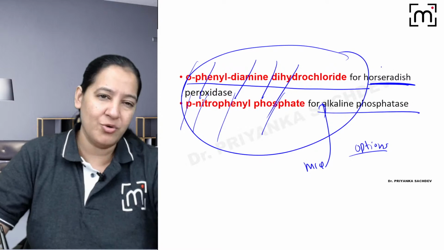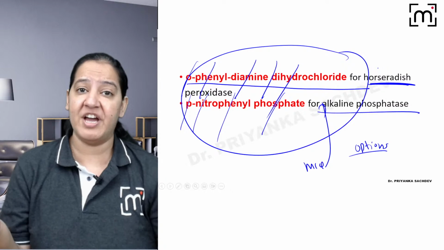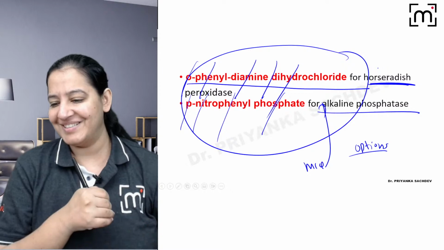And in your theory exam, you don't have to write these names. If you know the principle, the basic method, the conclusion, the diagram, that's more sufficient for second prof MBBS exam. But for competitive exams, NEET PG, FMGE, NEET, you have to pick it up from the options. So just have a look. You got my point.